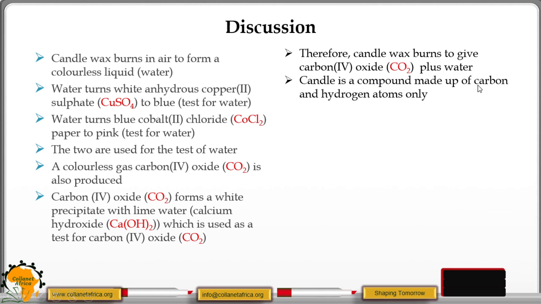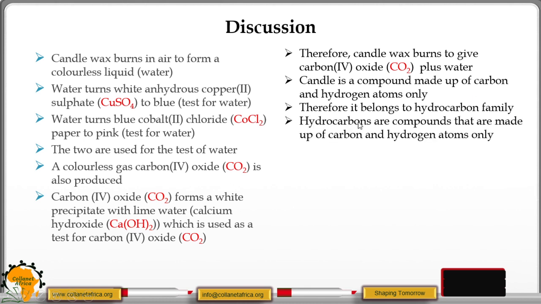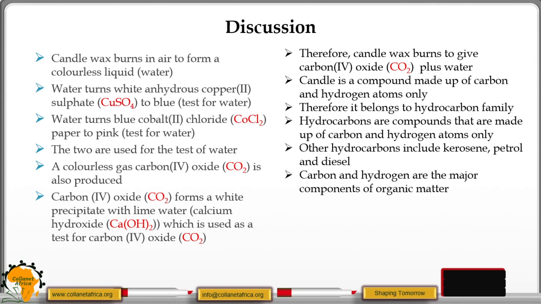Candle is a compound made up of carbon and hydrogen atoms only. Therefore, it belongs to a family of hydrocarbons, because hydrocarbons are compounds that are made up of carbon and hydrogen atoms only. Other hydrocarbons include kerosene, petrol, and diesel. So once you burn kerosene, petrol, or diesel, you obtain carbon 4 oxide and water as the byproduct.